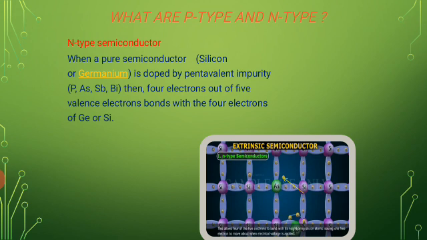So, by the addition of pentavalent impurity atoms with the pure semiconductor, the number of free electrons increases. So, the N-type semiconductor consists of more and more free electrons, which are called the majority charge carriers, due to the addition of pentavalent impurity atoms.